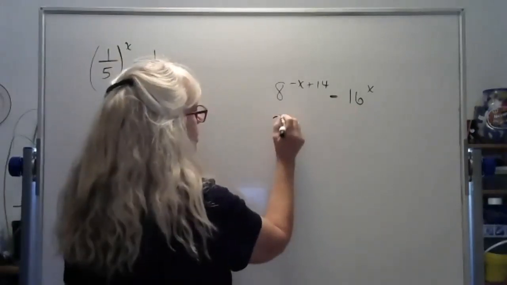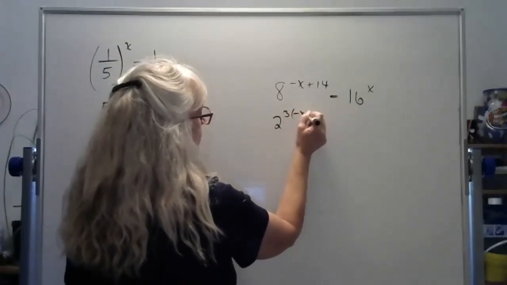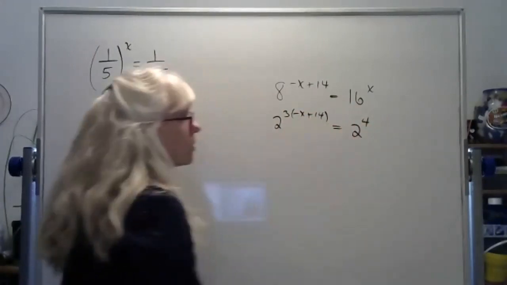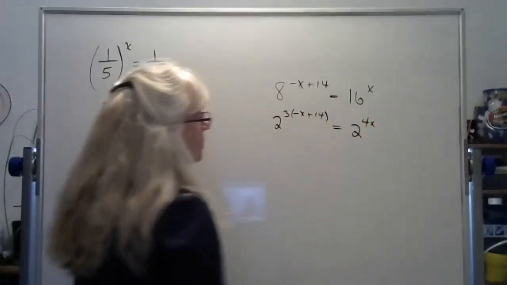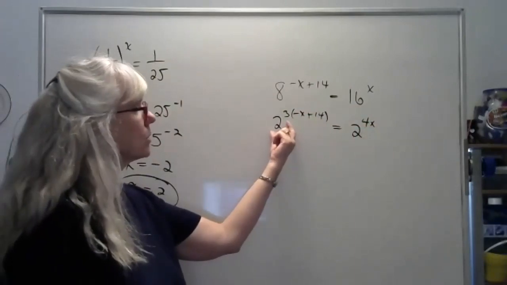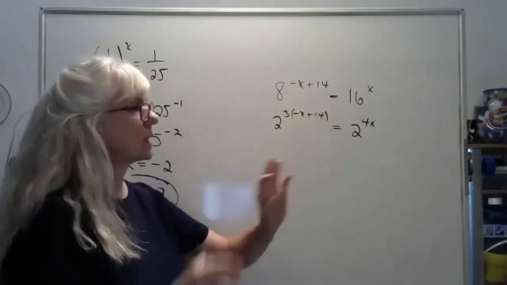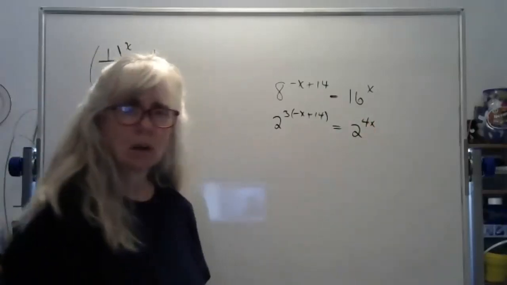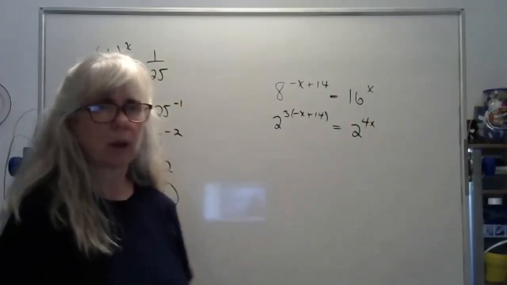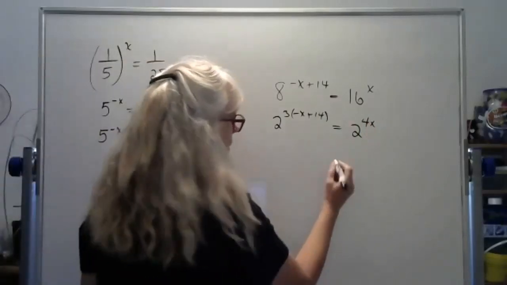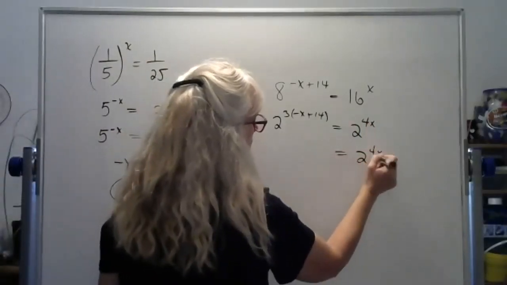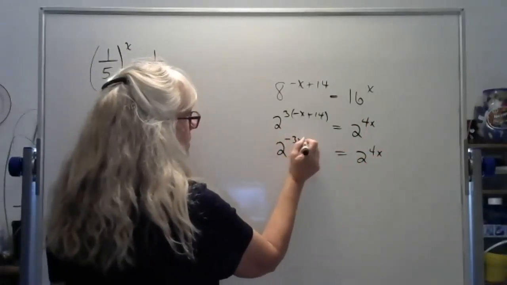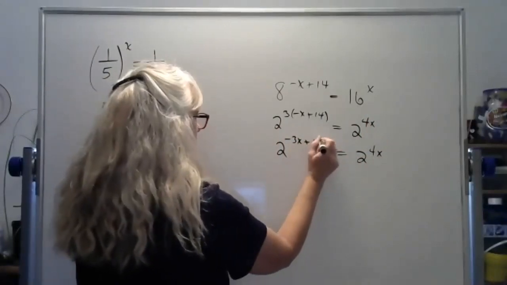So I'm going to break them both down. So this is 2 cubed, the negative x plus 14. And on the other side, we saw earlier that that was 2 to the 4th times the x. So notice how I did this. When I rewrote this as 2 cubed, I immediately put the exponent in a set of parentheses. And on the other side, I kept that exponent up there by the 4. Because when you raise a power to a power, you multiply, which is what we just did. Okay, we're going to keep the 2 to the 4x on that side. On this side, let's go ahead and distribute in our 3. That would be a negative 3x. And 3 times 14 is 42.